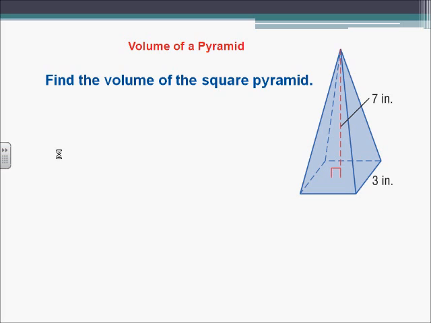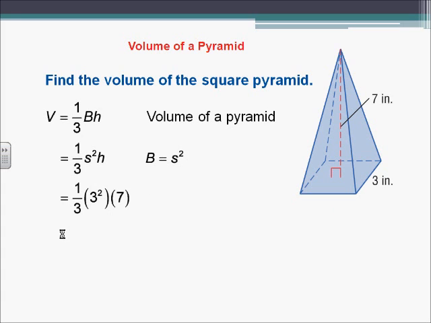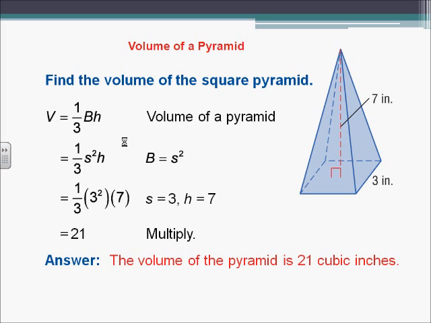Alright, so here we're asked to find the volume of a square pyramid. Area of the base, we see the base is a square. Area of the base is just going to be 3 squared then, so that's going to be 9 times our height, which is 7. Multiply that by 1/3. So we're going to get 1/3 of 63, which is going to be approximately 21 when we multiply. So we're going to have 21 cubic inches. Again, they gave us inches as our unit. So with volumes, we always have our unit to the third power.